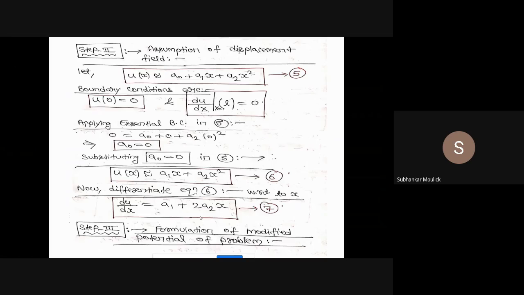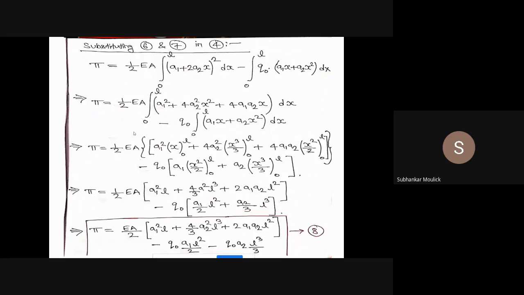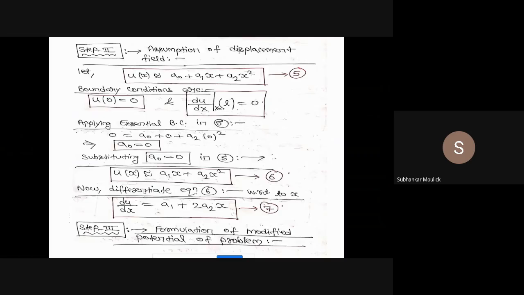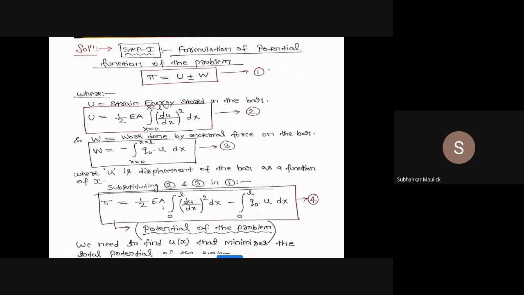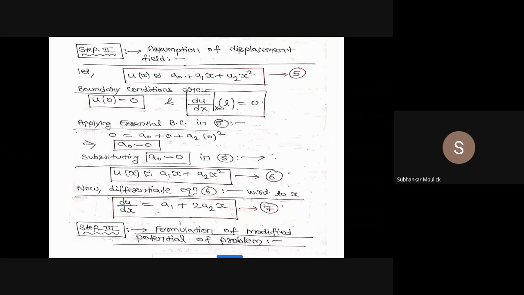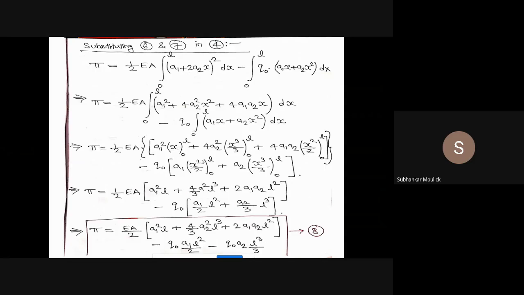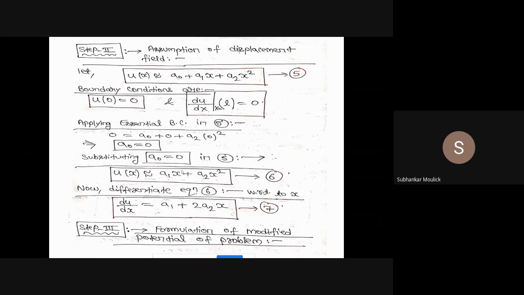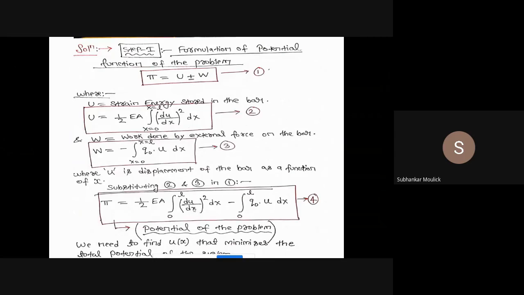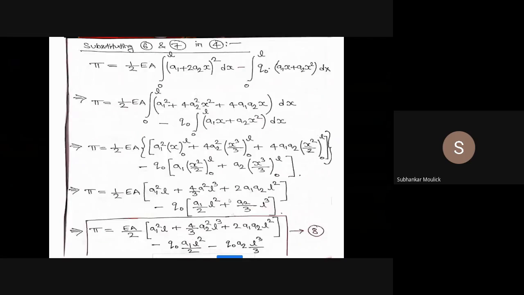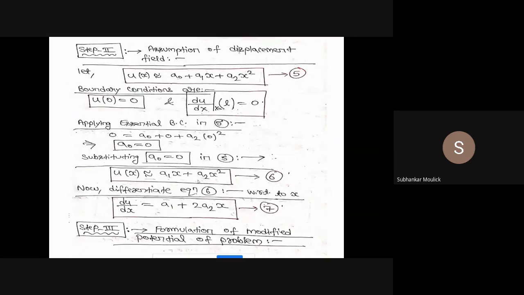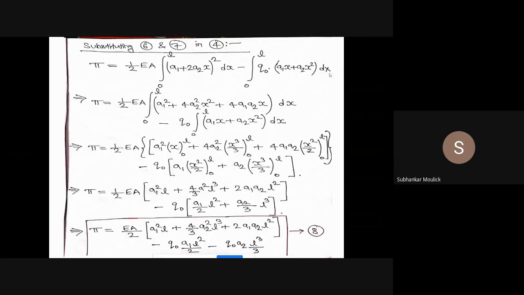Fine. So the resulting potential of the problem becomes pi is equal to half into EA integral 0 to L of du over dx whole square. Du over dx is a1 plus 2a2 into x, so a1 plus 2a2 into x whole square dx, minus integral 0 to L q naught into u, where u is a1x plus a2x square, into dx.